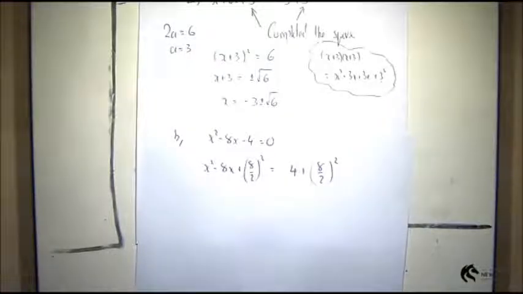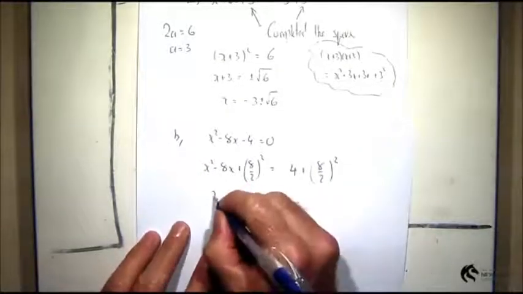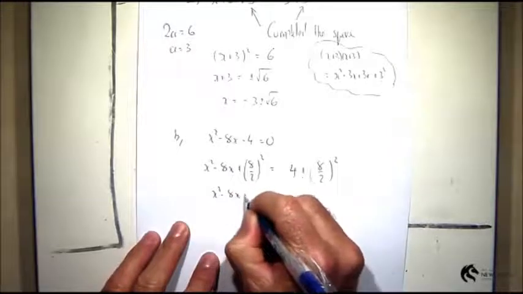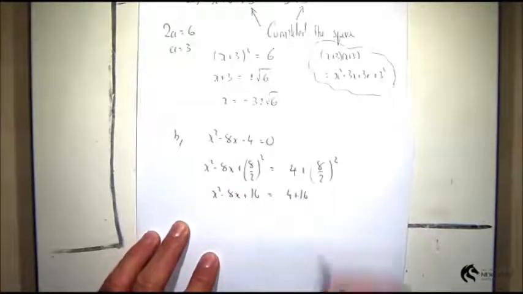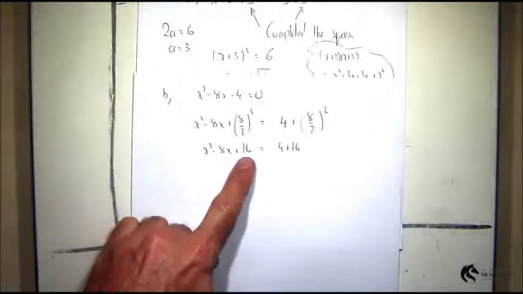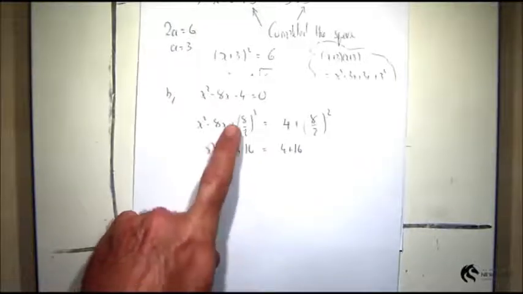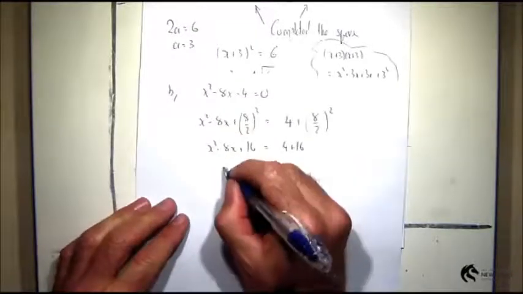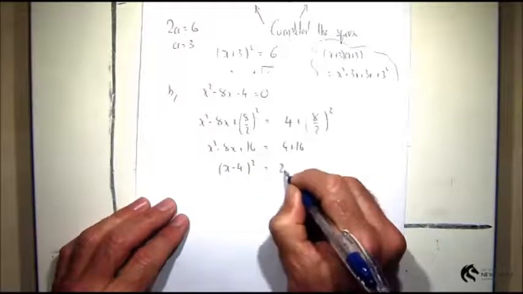Eight on 2, of course, is 4. And so on this side, let me write down, I have x squared minus 8x plus 16. And here I've got 4 plus 16. And if I've done my addition, added in the correct term here, this should be a perfect square. And it should be x minus 4 all squared. And on this side I get 20.